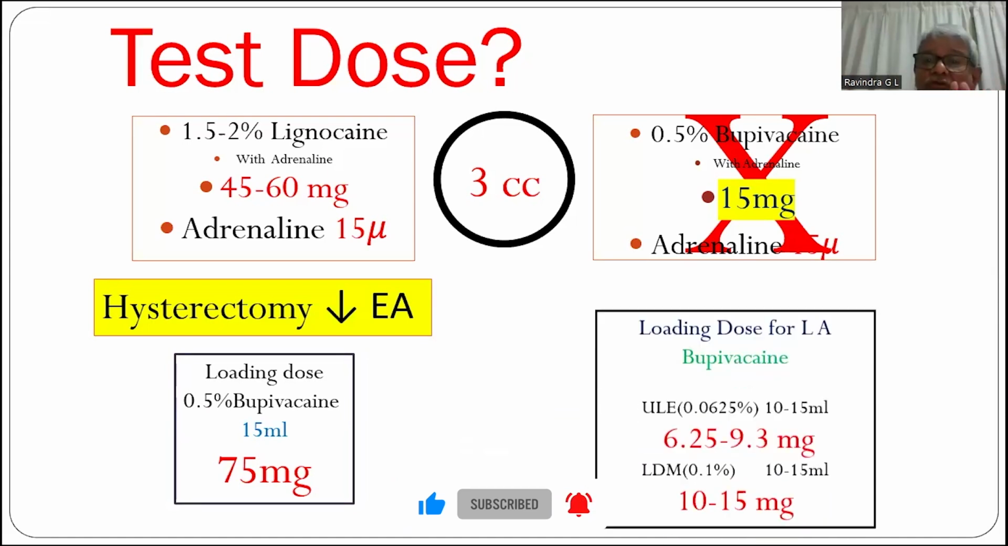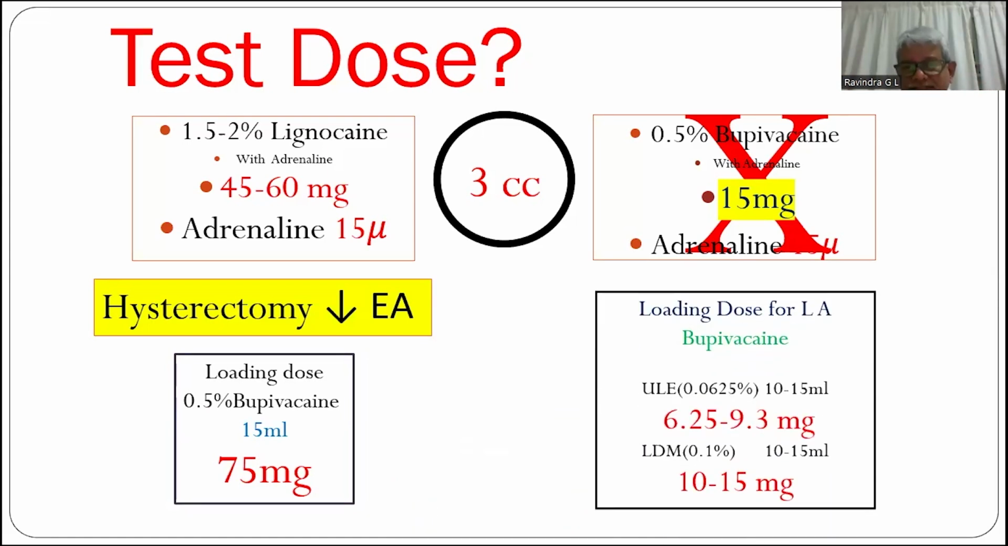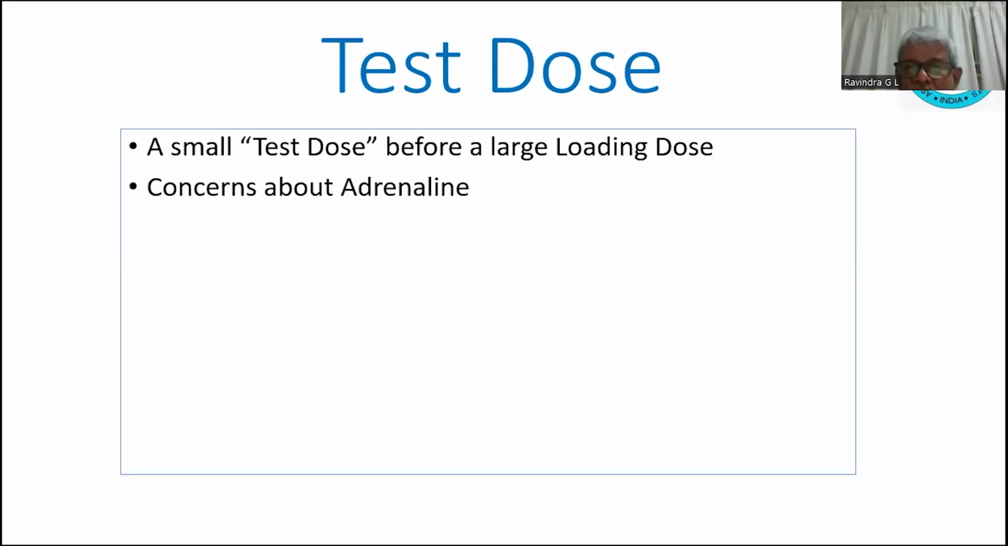Now let's see what we give in loading dose for labor analgesia with bupivacaine. There are two mixtures I told you, ULE and LDM. ULE, if we use 10 to 15 ml, it is about 6.25 to 9.3 milligrams. And LDM 15 ml is about 15 milligrams. That means that the loading dose itself is smaller than the test dose. So then why give the test dose? This is what the controversy is. So a small test dose before a large loading dose does not actually work here. This is what the controversy is about the test dose.